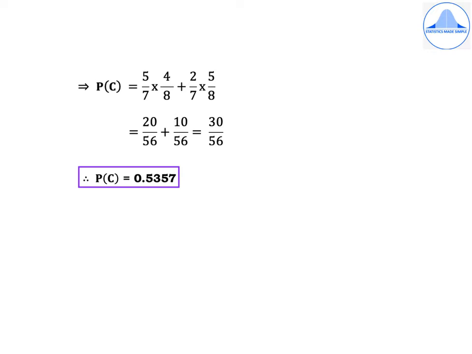Substituting in P of C, we get P of C is equal to 5 by 7 into 4 by 8 plus 2 by 7 into 5 by 8, which is equal to 20 by 56 plus 10 by 56, which is equal to, you can add the numerators since the denominator is the same, you get 30 by 56. Therefore, P of C is equal to 0.5357.